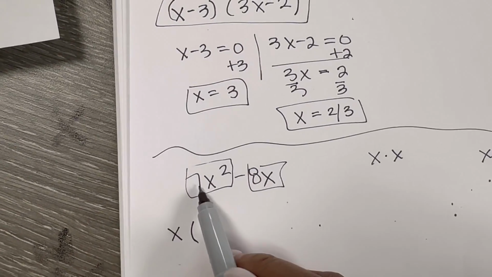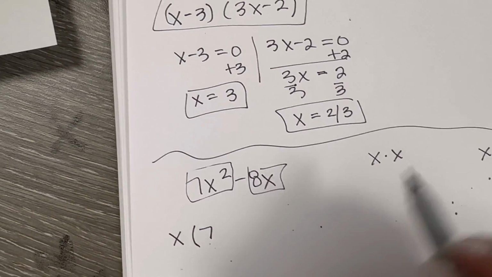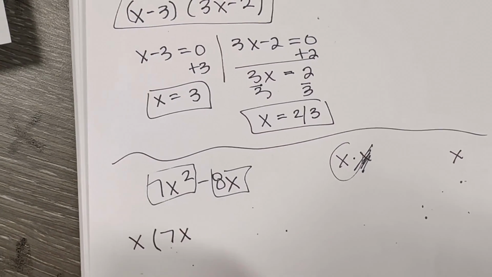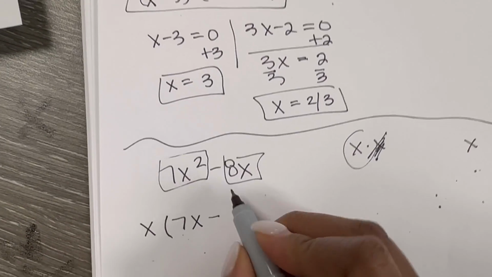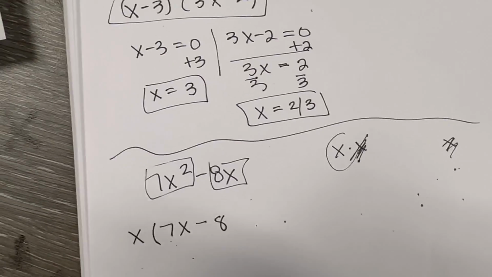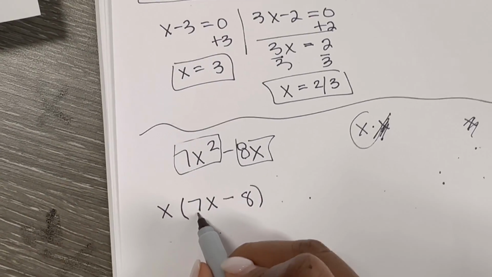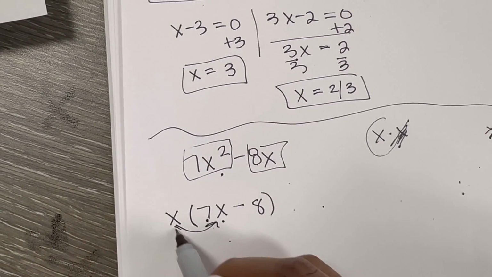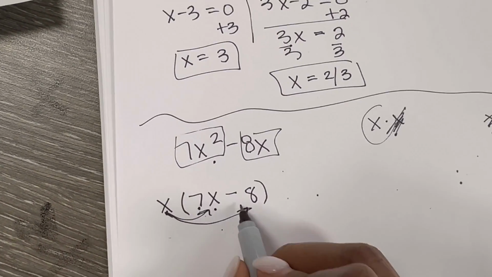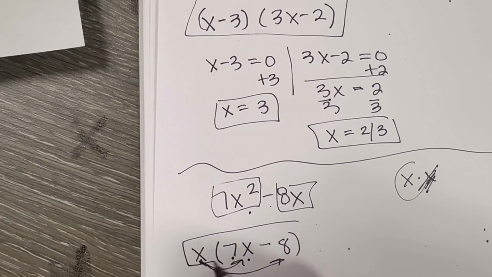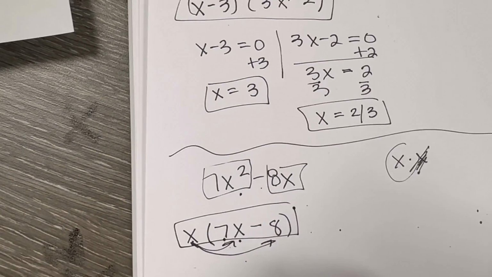If you do that, you're left with a 7. You took an x out, you're left with one of those left. Minus, you're left with an 8, and there were no x's left. You took out 1. Double check your work. X times 7x is x squared. You're timesing that times this. X times negative 8 is negative 8x. Okay? So this is a factored form of 7x squared minus 8x.